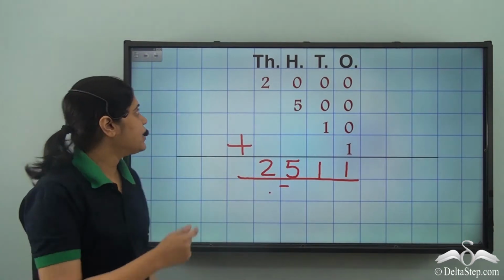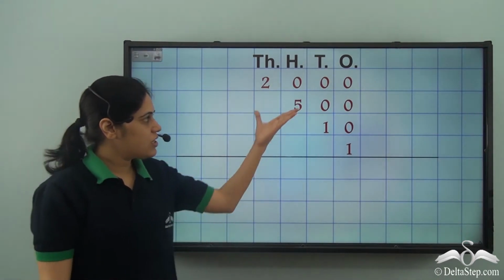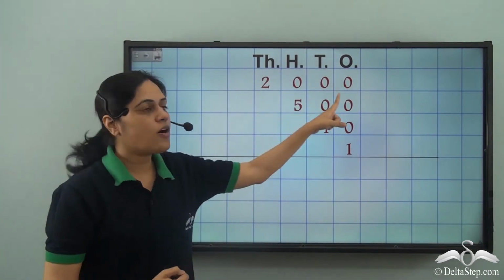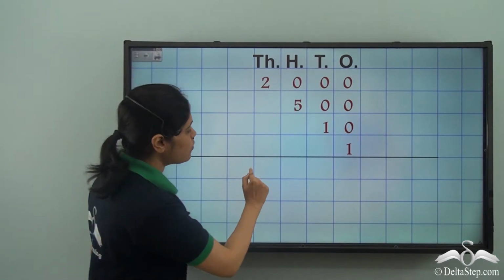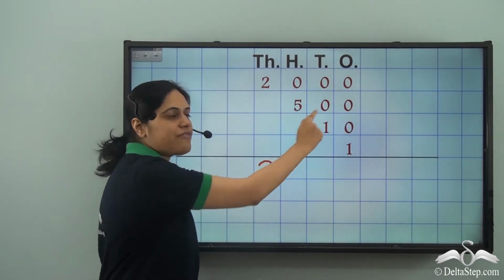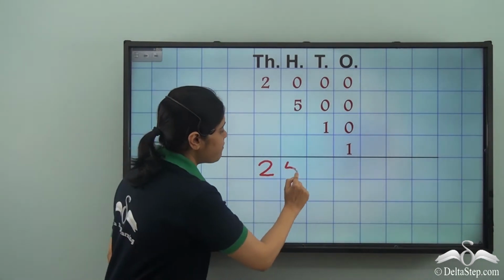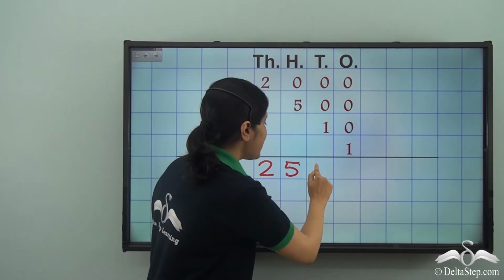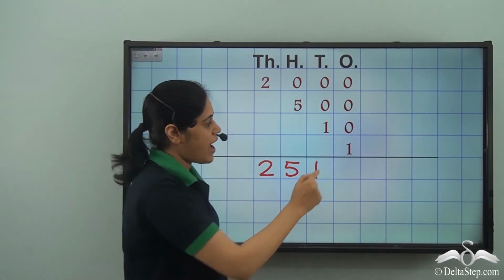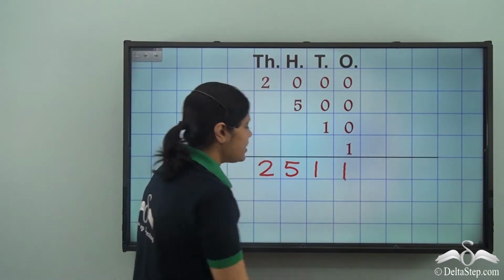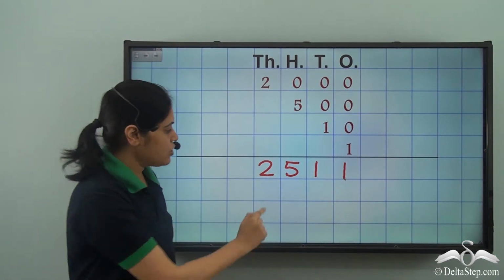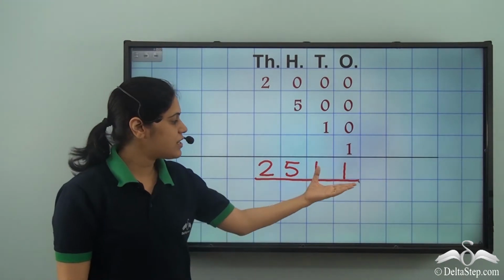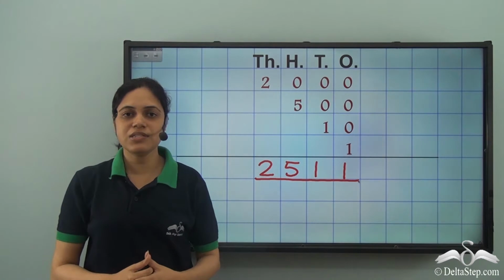Now instead of adding, what you can do is you can use a simpler trick. What is that? 2 thousands means 2 will be there in thousands place. We have 5 hundreds means we'll have 5 in the hundreds place. We have a 10. That means I'll have a 1 in the tens place. And 1 ones means there will be a 1 in the ones place. So this is the number we are looking for. This is the number whose expanded form is this.